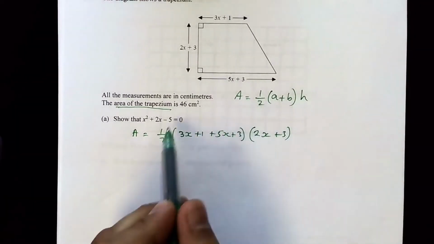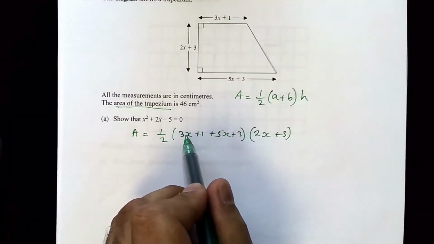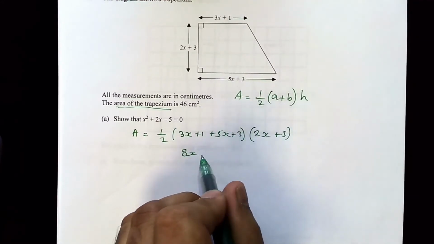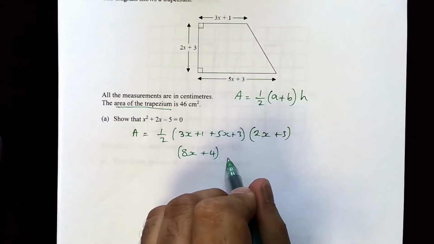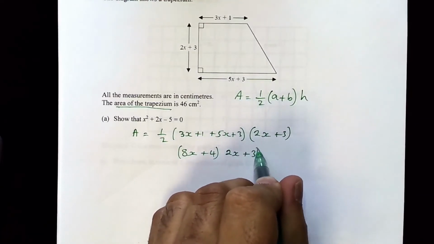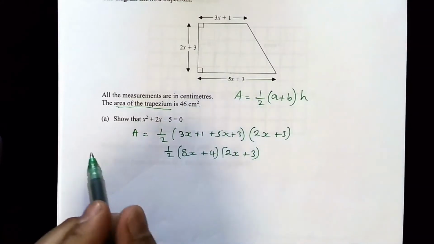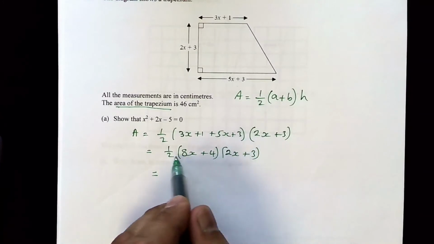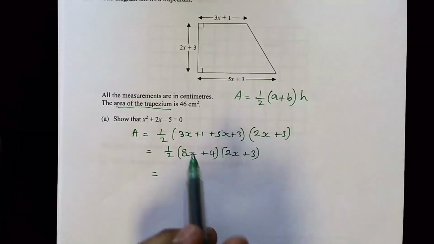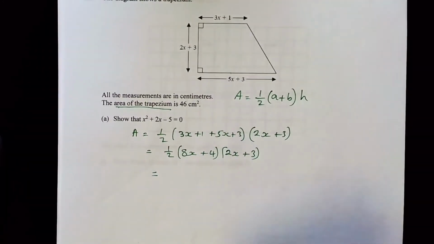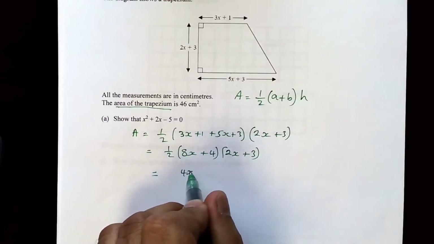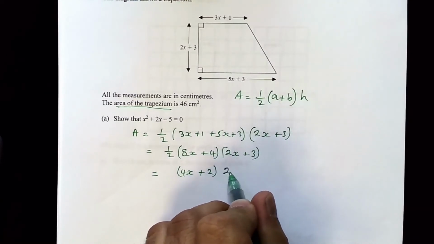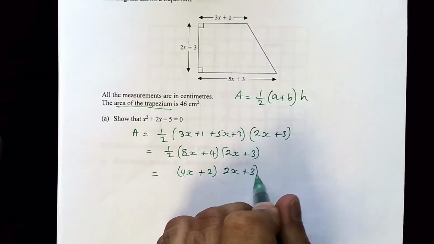And I'm going to now try and simplify this. So 3x plus 5x equals 8x, 3 plus 1 equals 4, 2x plus 3, and I've still got the half. So now I'm going to multiply this first term by a half. So all that means is I'm going to half each of the values inside. So half of 8x is 4x plus 2, and then this second bracket stays as 2x plus 3.